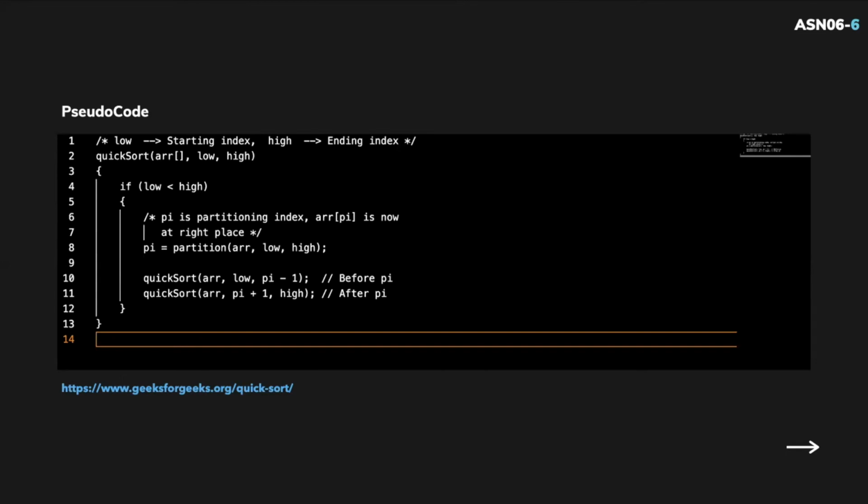This is a little description of the pseudocode for the quicksort method. Yeah, pretty self-explanatory here, I guess. So yeah, it's all I can say about the pseudocode then.